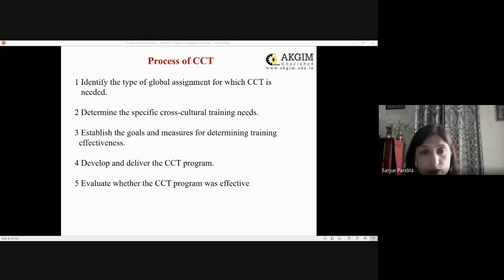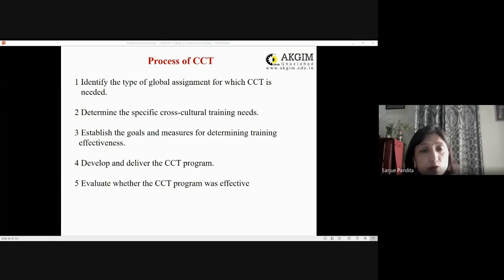Now when we say goals and measures, measures have to be at 3 levels. First is at the cognitive level, that means what is his reception level. Then at the affective level, that means whether he is able to modify his perception about the host culture, and whether he is able to increase his self-confidence so as to communicate with individuals from other cultures. And the last is behavioral goals. That means the ABC of attitude which we have already discussed: affective, cognition, and behavior.